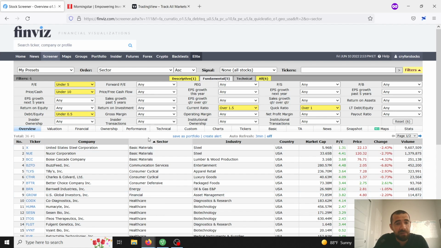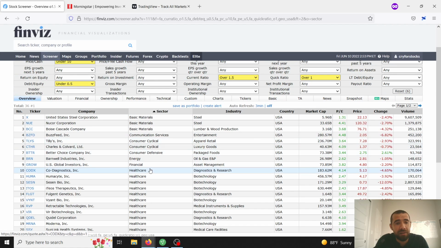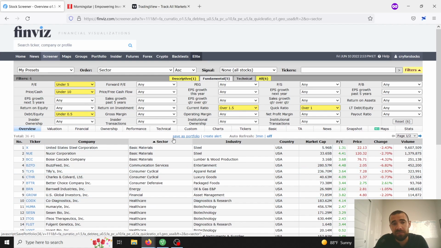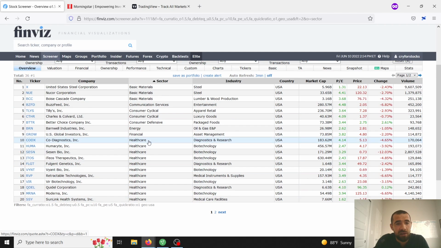I'm going to filter it by sector right here and explain why. I'm not really knowledgeable in some sectors of the stock market. First, healthcare. It's something that I never knew. I don't understand it, and I never tried to get into it. So I will be skipping all the healthcare stuff. You are welcome to evaluate those as well, but I'll be skipping all the healthcare here.